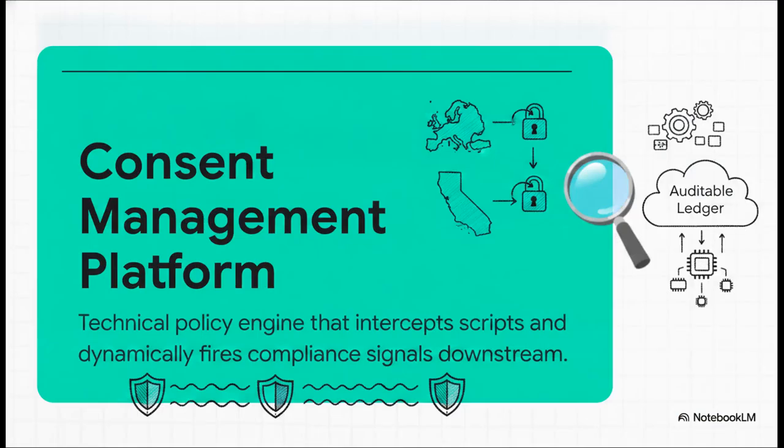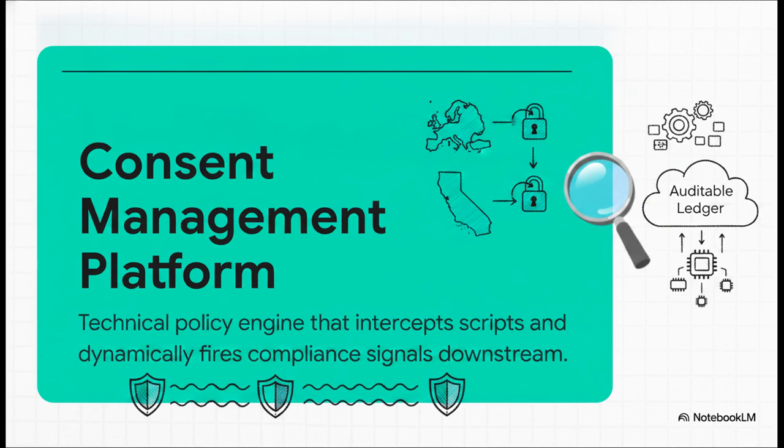You know, to non-technical teams, a CMP is often just seen as that annoying little pop-up on the bottom of the screen. But to an engineer, a CMP is actually a real-time policy and signal routing firewall. It's kind of like a strict bouncer at an exclusive nightclub. When a user lands on your site, this engine, our bouncer, has to execute before any tracking tags even load.